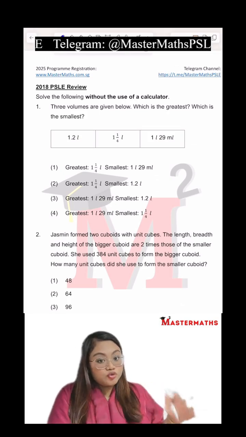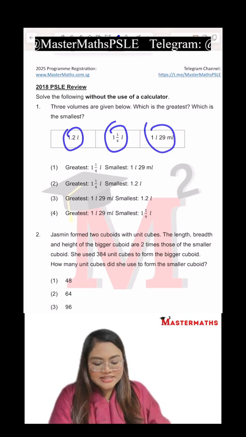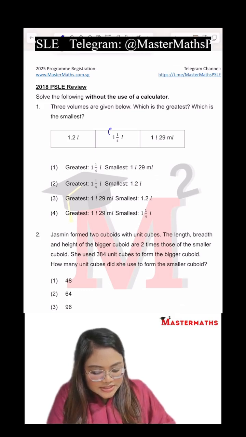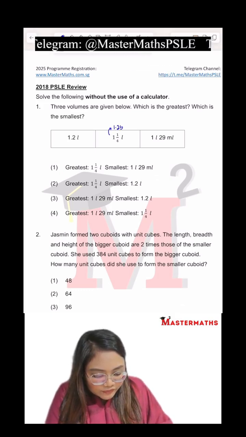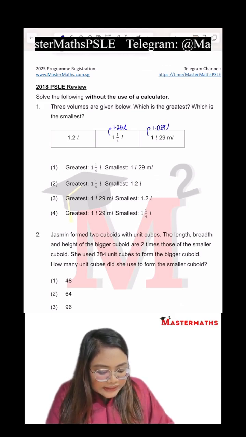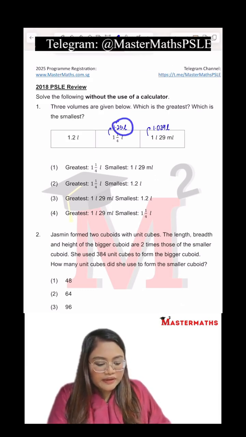What we can do whenever we have such a question is to change everything to the same format. So I see decimal for the first one, so I change everything into decimal. This will be 1.25 liters. This will be 1.029 liters. Okay? If you have questions, how come 0.25, how come 0.029?